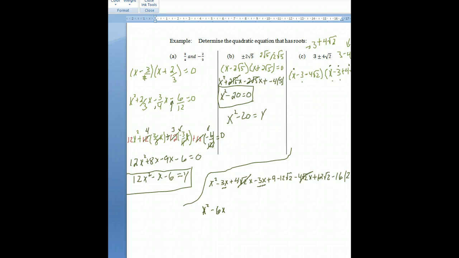We have 9, and at the end here we have negative 16 times 2, well, negative 32. So 9 subtract 32, minus 23. So we take care of that term. And this one, we have negative 12 root 2 and positive 12 root 2. So although it's a lot of 9 terms here, it simplifies down very quickly.